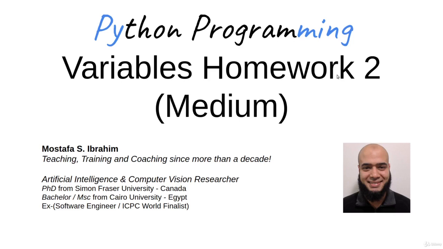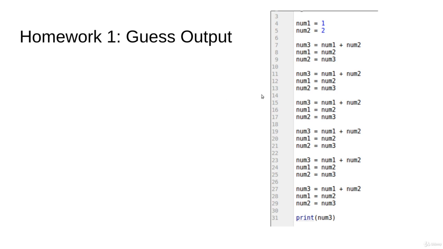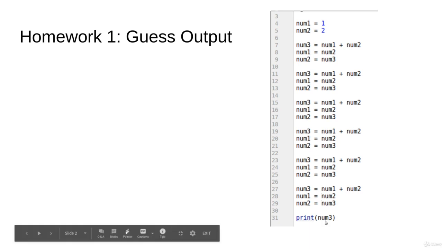Homework number 2 would be a little medium level. The first one is you will read this program, which starts with two variables, num1 and num2, and trace it and print eventually what is number 3.